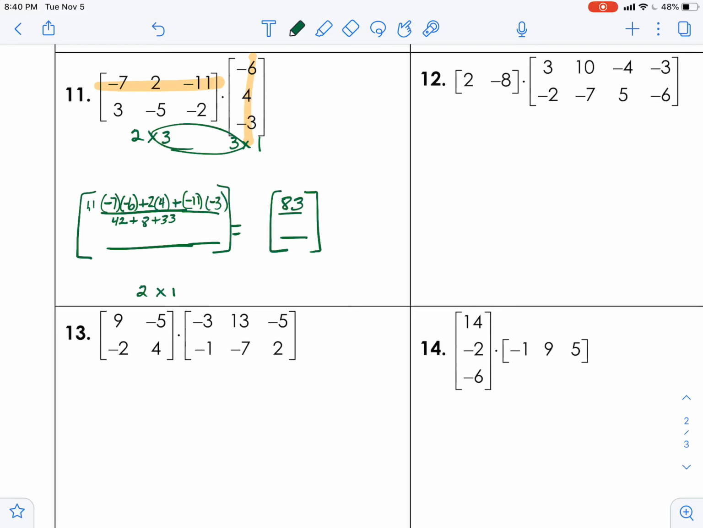Okay. And then we're going to do the next one. So this one is row 2, column 1. So row 2, column 1. 3 times a -6 plus -5 times 4 plus -2 times a -3. Okay, so -18 minus 20 plus 6. What is that? -32.